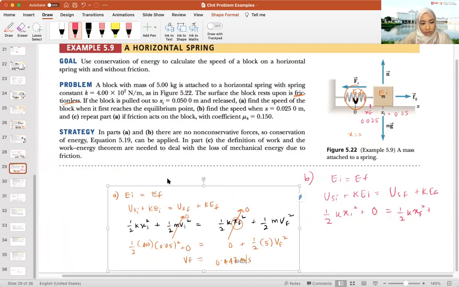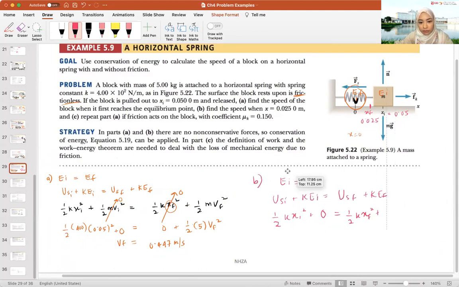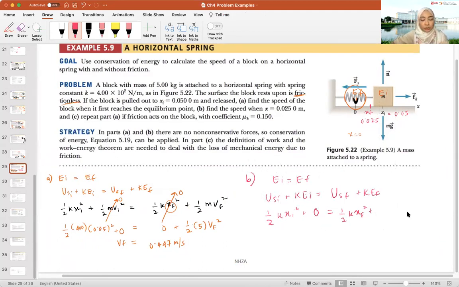Let me make this smaller. And we have space. Okay, we will see if our velocity decreases ataupun dia lagi kecil ke ataupun lagi besar. So let's see. This is 1 over 2 kxi squared plus 0 because we started with 0 velocity equals to 1 over 2 kx final squared and 1 over 2 mv final squared. Now this guy does not become 0 because our x final is not 0. It is 0.025. So our initial energy is divided between two types of energy, which is the spring potential energy and also the kinetic energy.